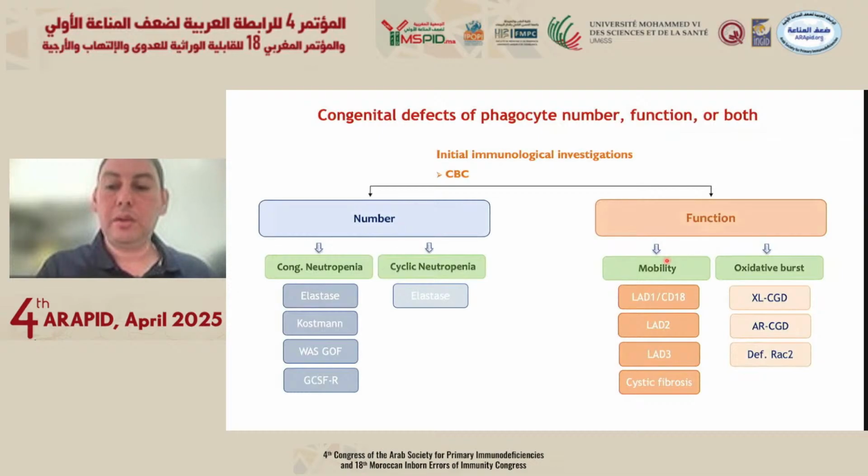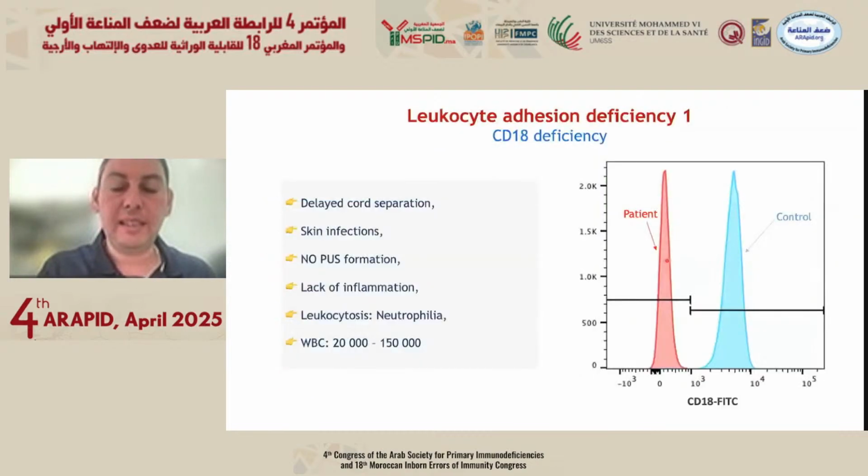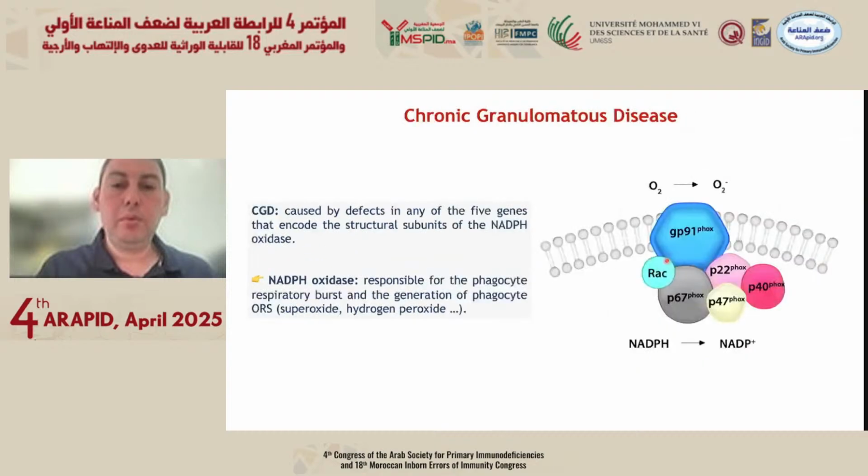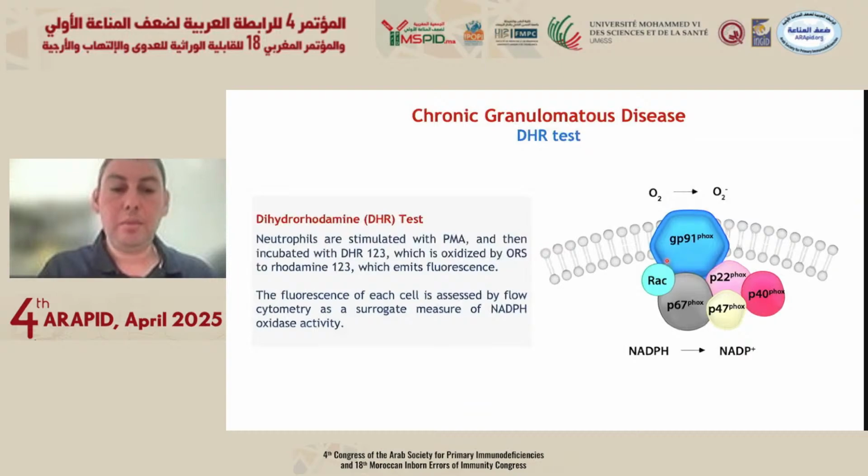la granulomatose septique chronique qui est due à un déficit du complexe NADPH oxydase, il y a un déficit fonctionnel du complexe moléculaire associé. Ce sont deux pathologies différentes avec deux contextes cliniques complètement distincts. Pour le LAD 1, il suffit juste d'analyser les CD18 sur le neutrophile, et pour la granulomatose septique chronique, on fait le test DHR sur le neutrophile, qui est un test très simple.